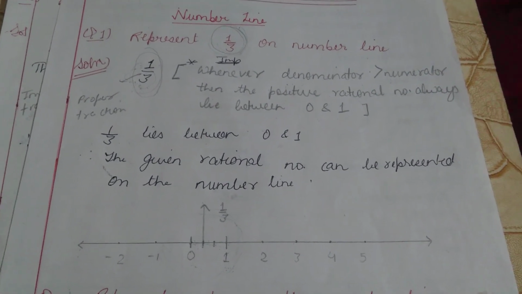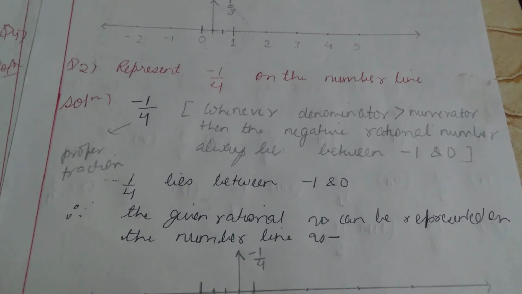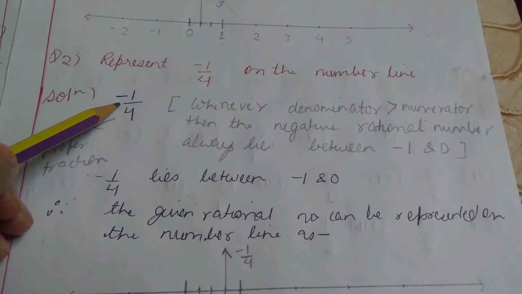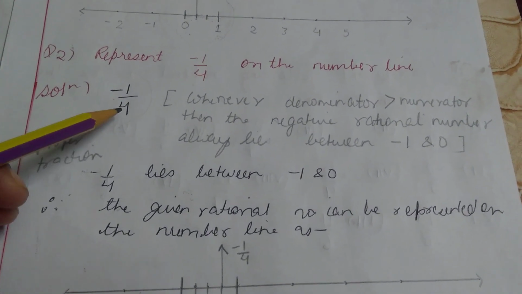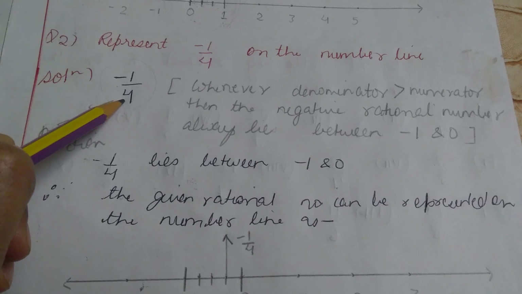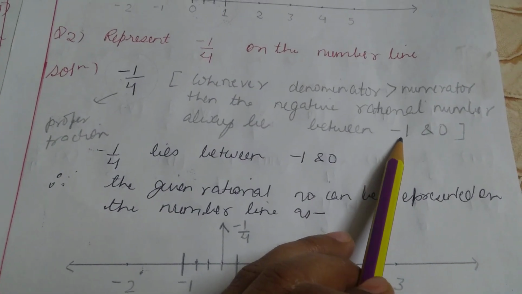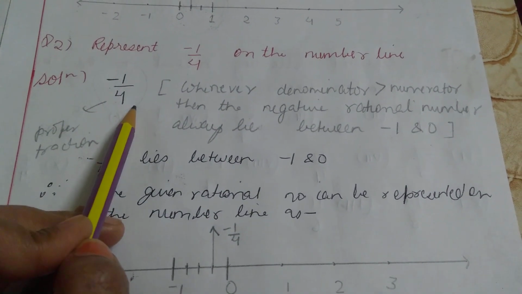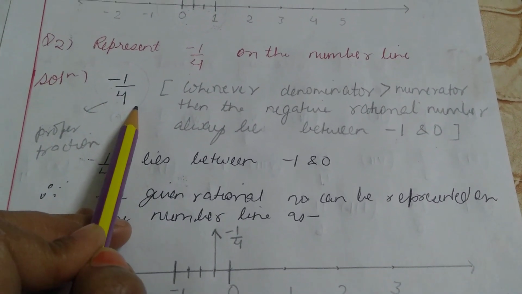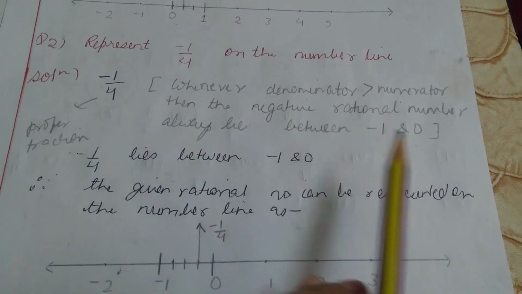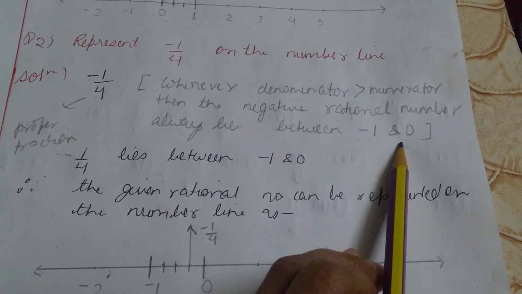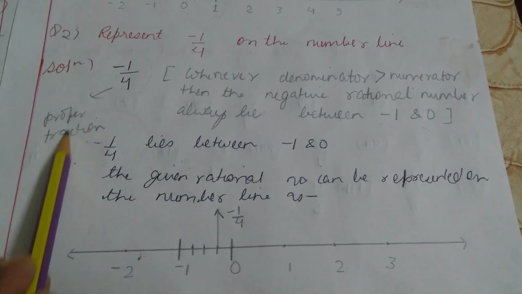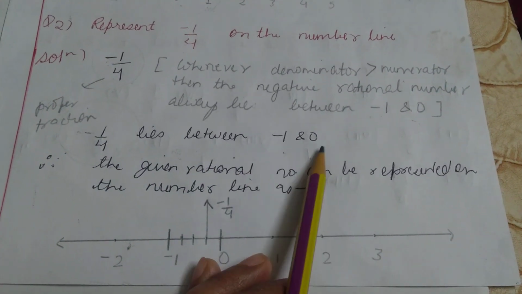Now next, represent minus 1 by 4 on the number line. It is also a proper fraction with the negative sign. It means it is a negative rational number, and in this case the denominator is greater than the numerator, so it always lies between minus 1 and 0. Whenever the denominator is greater than the numerator and the negative sign is there, then it will lie between minus 1 and 0. So first we have decided in between which interval it is lying. It is lying between minus 1 and 0.